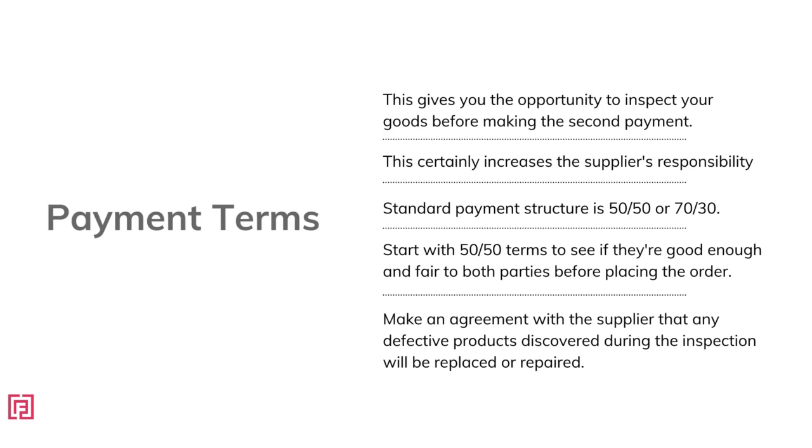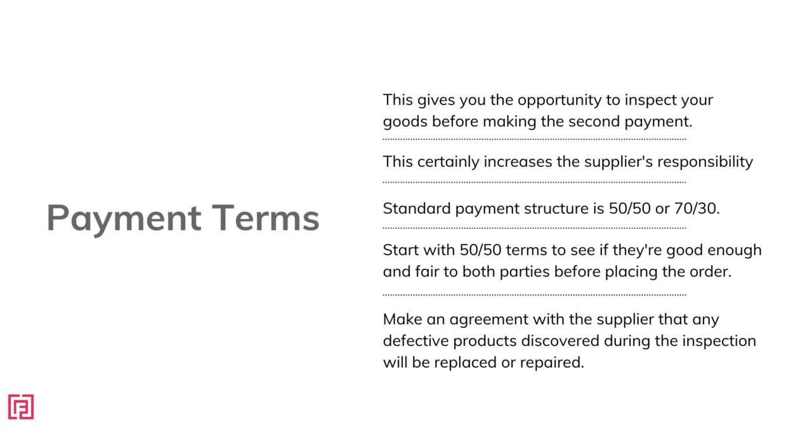However, for new orders and clients, the standard payment structure is 50-50 or 70-30, which means you pay 70% now and 30% when the goods are completed. Even if this is your first order, aim for 50-50 terms, which are half upfront and half when the goods are ready. Once you've established a relationship with the manufacturer and placed your 5th, 10th, and 20th order, you can always renegotiate these terms.